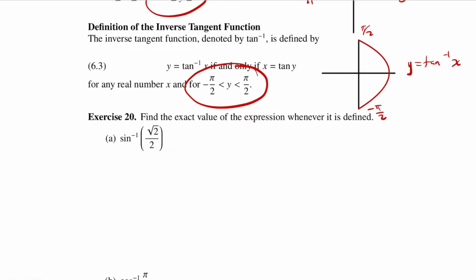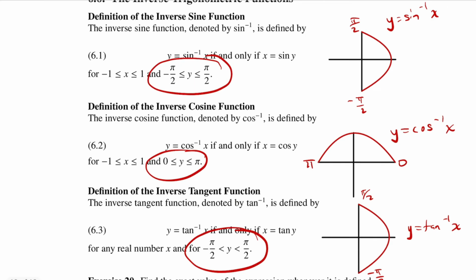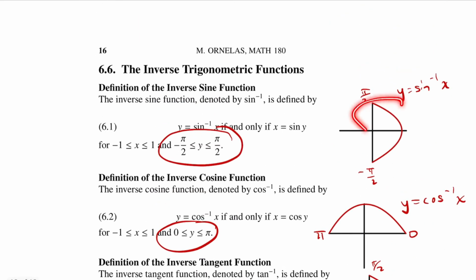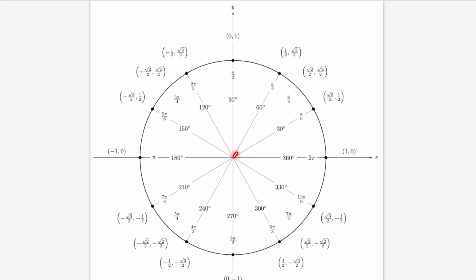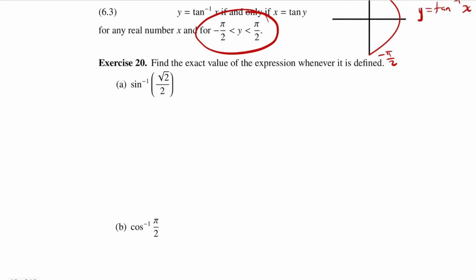All right, so let's look at this first example. It says find the exact value of the expression whenever it is defined. So we're looking to see which angle, whenever you see inverses, they're referring to the angle. So which angle has a sine value of radical 2 over 2? And recall that you're only supposed to look in these two quadrants, 1 and 4. In these two quadrants, we know sine is positive, so it's going to be in the first quadrant. If you look at your unit circle, that would be right here, which is pi over 4. So the answer to this is pi over 4.